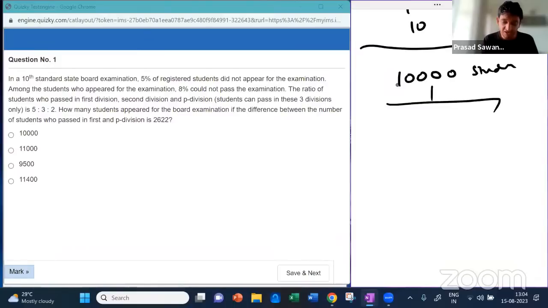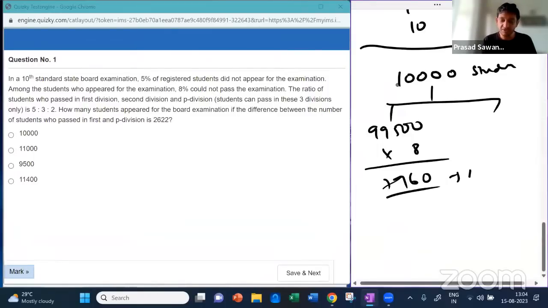So 5% did not appear. So 500. So 99, 500. 99, 500 का 8% could not pass. So 8 5 are 40, 872, 76, 872, 79, 7960 did not pass. बचे कितने 10 minus 0 is 0, 10 minus 6 is 4, 14 minus 9 is 5 and 98 minus 7 is 91. 91,540 passed.